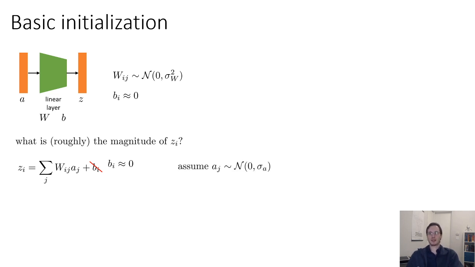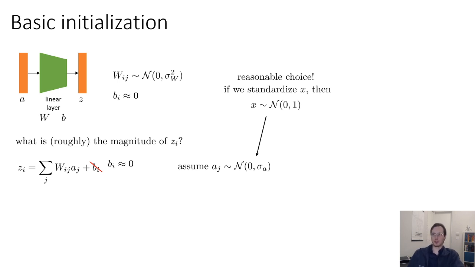Let's assume that the activations at the previous layer are themselves roughly Gaussian with a mean of about 0 and a variance of sigma_a. And this is a reasonable choice. In fact, if we standardize x, then we can roughly say that x is going to come from a zero-mean unit-variance Gaussian. It doesn't actually have to be Gaussian, but it will have a mean of 0 and a variance of 1, and that's okay. So it's a sensible, if crude, model of what's going on.